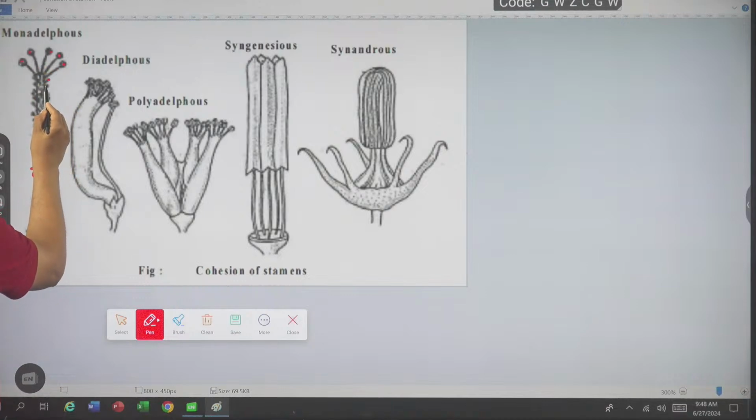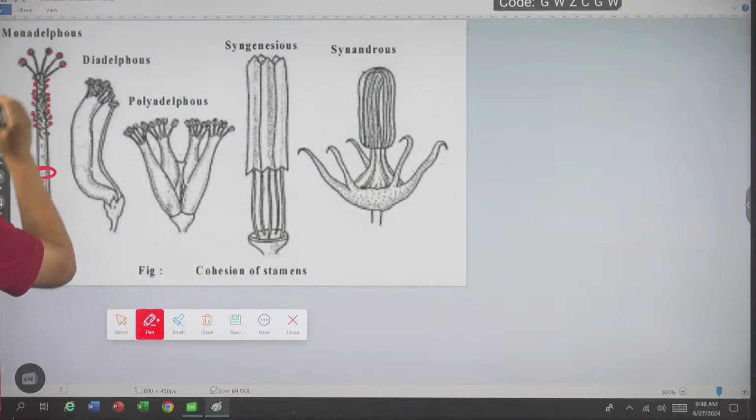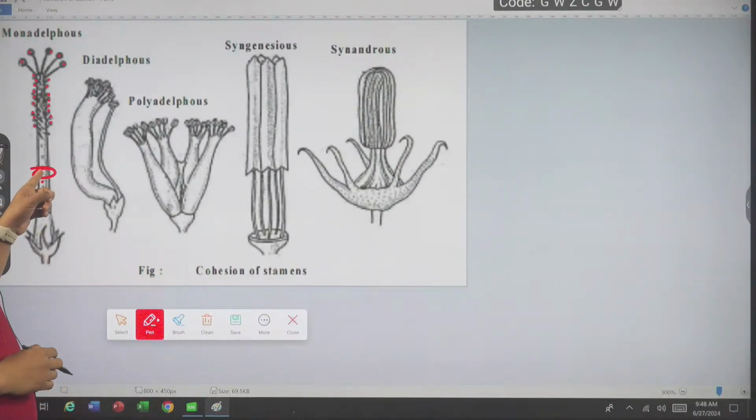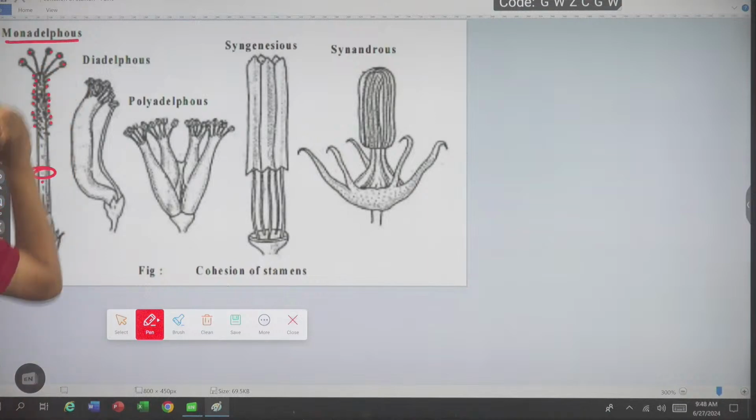These dots are anthers, and all anthers are free. Only who is united? Filament is united and making one bundle. This is the diagram of monoadelphous condition. It is monoadelphous condition, it is also written here.